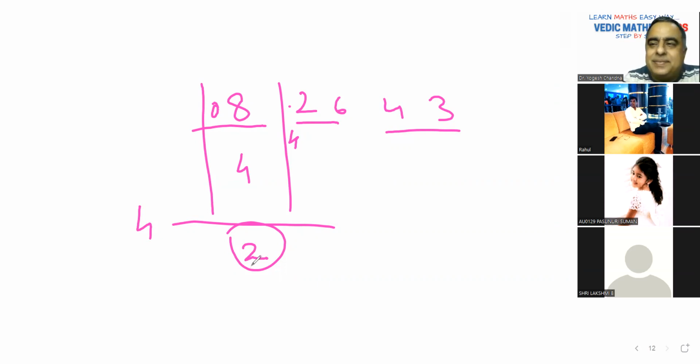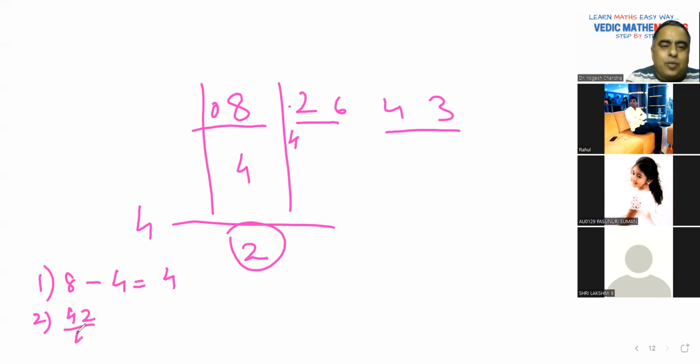Your this is done. The first step is 8 minus 4, that is equal to 4. Correct. Any problem till here? Yes, sir. The second step: what do we find? 42 upon 4, that is, the quotient becomes 10. Remainder is 2. Perfect.